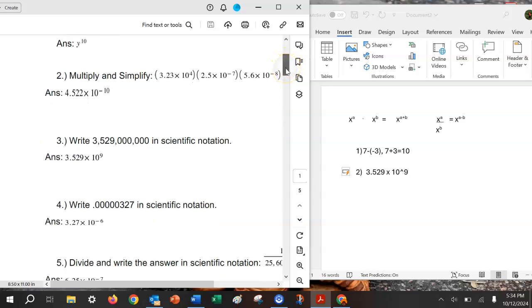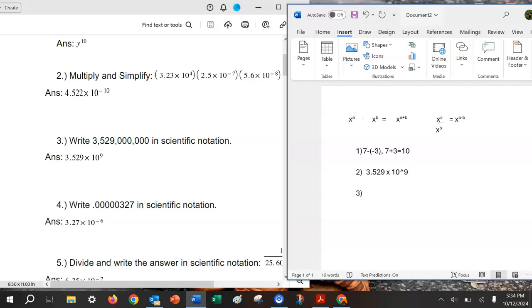Now I'm going to do problem 4 and then jump back to problem 2. Problem 4 says write that in scientific notation, whatever that number is. So you do the same thing. You do 3.27 times 10 to the something power. Then ask yourself, is it large or is it small? That's a very small number, so I'm going to have a negative answer. So I'll come over where my decimal is and move it however many jumps to 3.27. 1, 2, 3, 4, 5, 6. So it would become a negative 6 power.